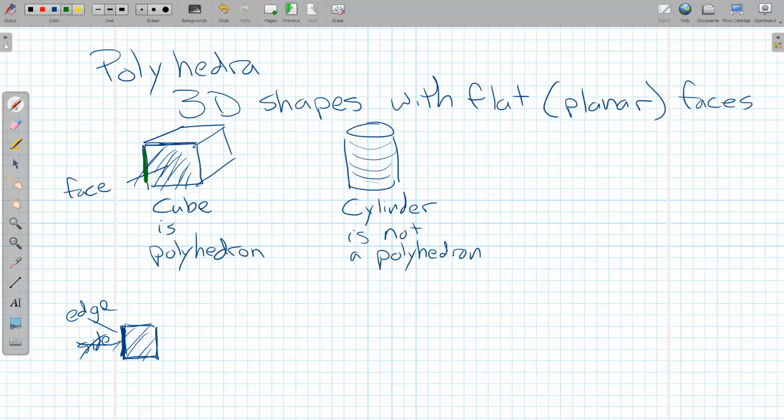Green's fine. So that would be an edge. That would be an edge. So this has a whole bunch of edges. So faces meet at edges, and edges meet at vertices. So that point where these two edges meet would be called a vertex, or plural would be vertices.